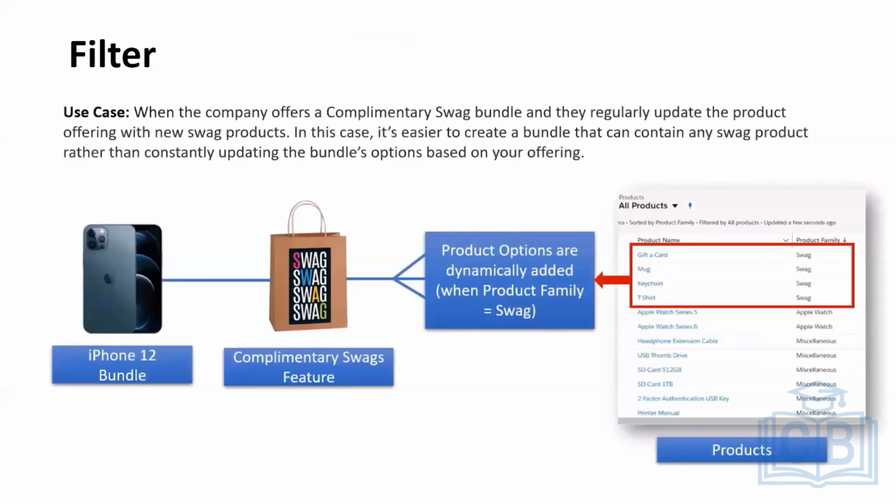One question: when we have swags, can we put product quantity limits on them? Yes, in the swag feature you can put a minimum of one option and a maximum of two options, something like that.